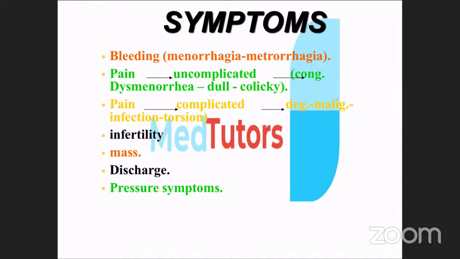There can also be pain, which can be uncomplicated. There may also be pain due to complications such as degeneration, malignant transformation, infection, or torsion. So the pain from a fibroid can result from the fibroid itself, such as dysmenorrhea or even dyspareunia. There can also be pain due to a complication. When you have a large subserous fibroid that is pedunculated and has undergone torsion, it can cause significant pain.